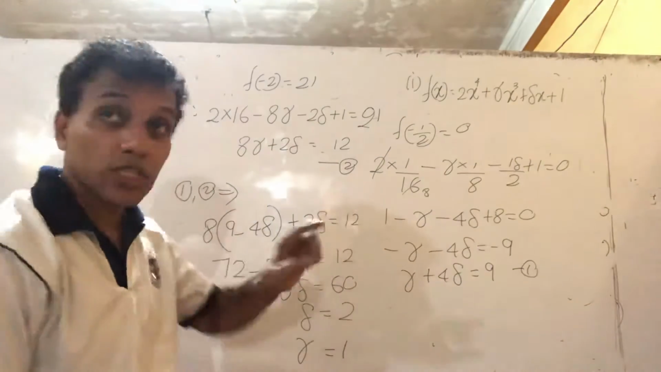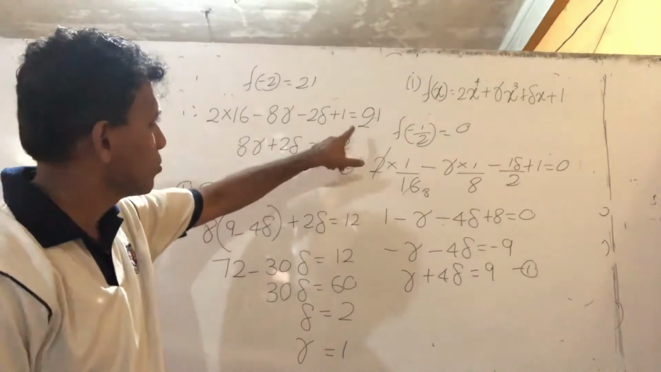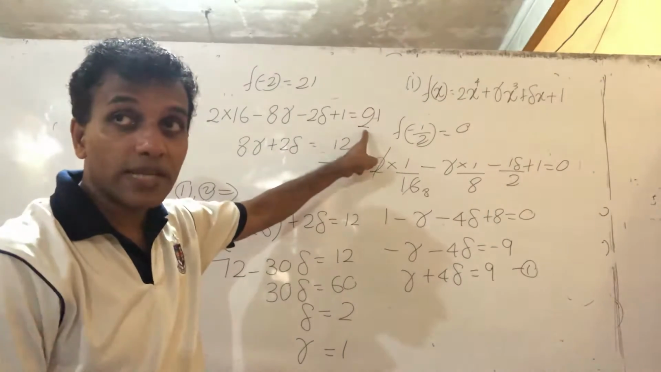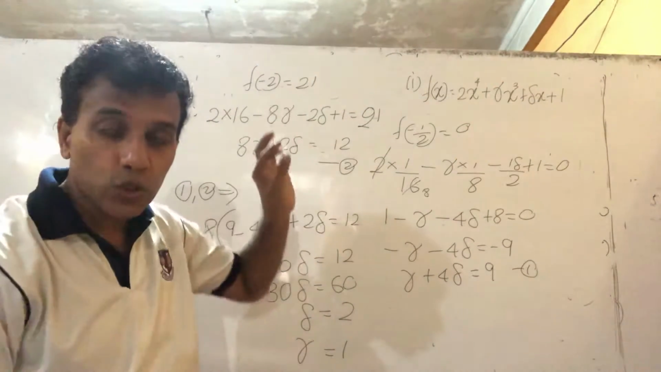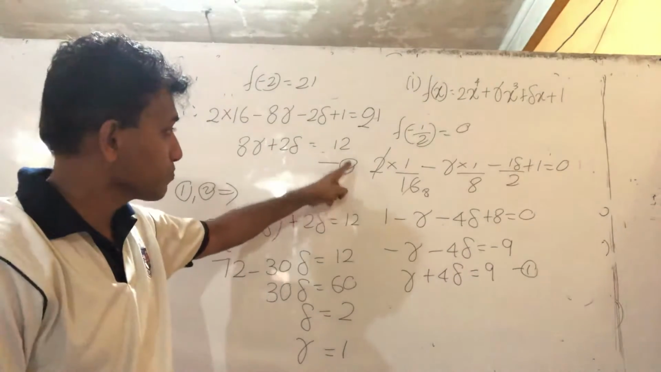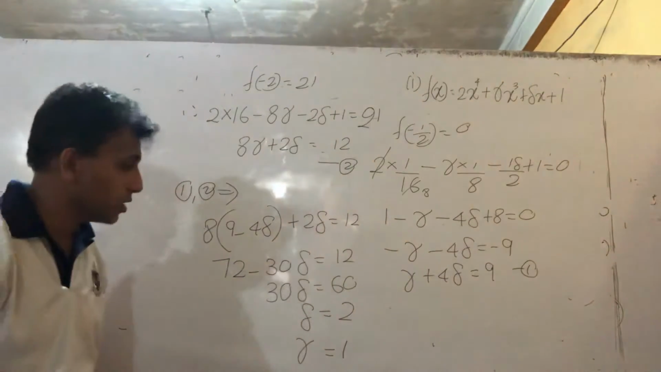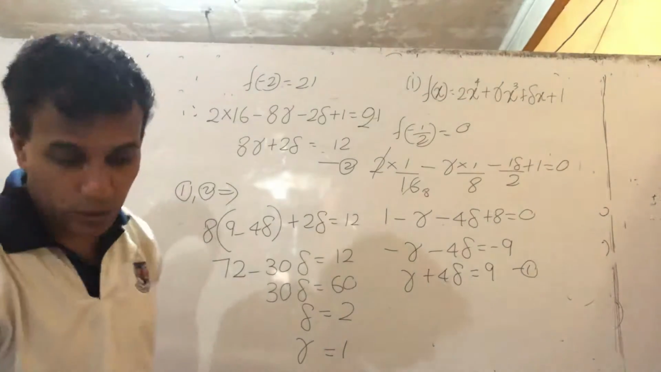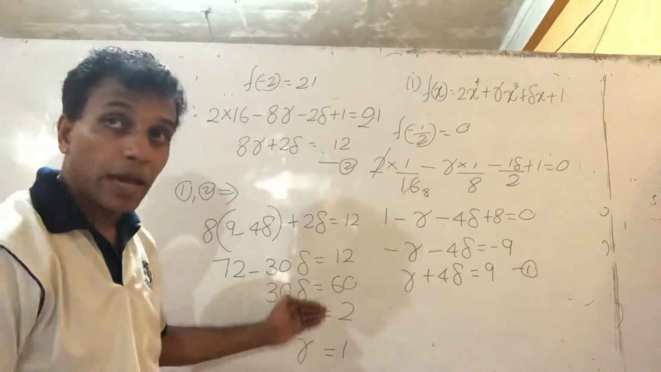I made a mistake, so I stopped the video. I put, suppose I doubt here. That's 21, I missed that. They said f of minus 2 is 21, right? So see, this is the second equation. So solve the first term too and complete gamma and delta.